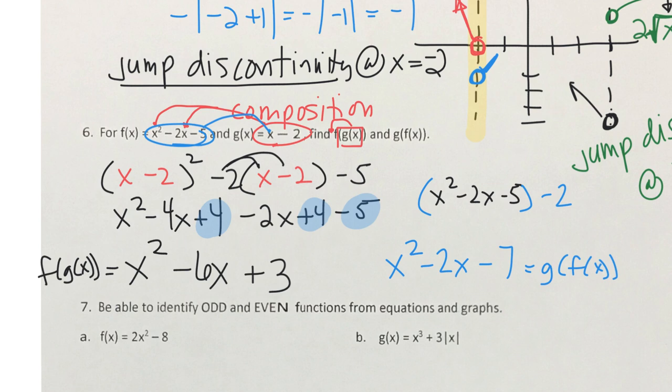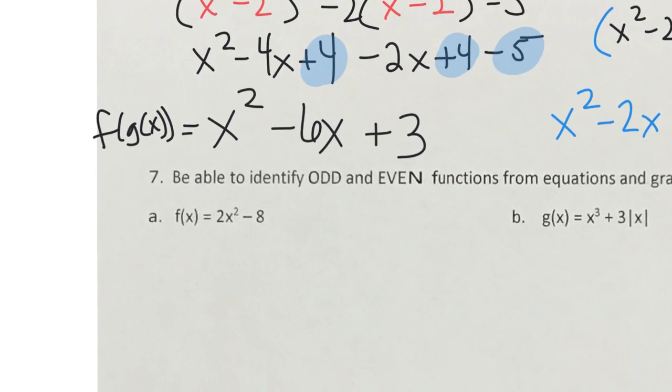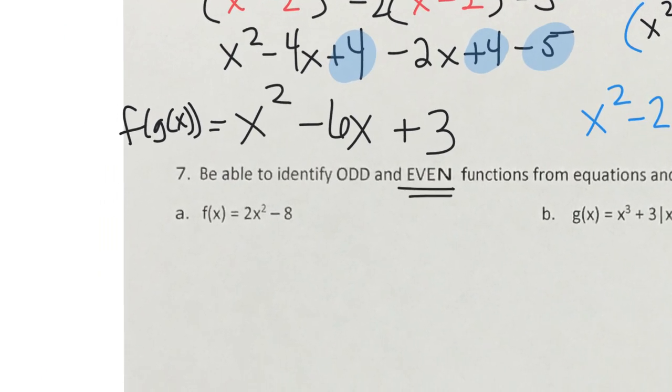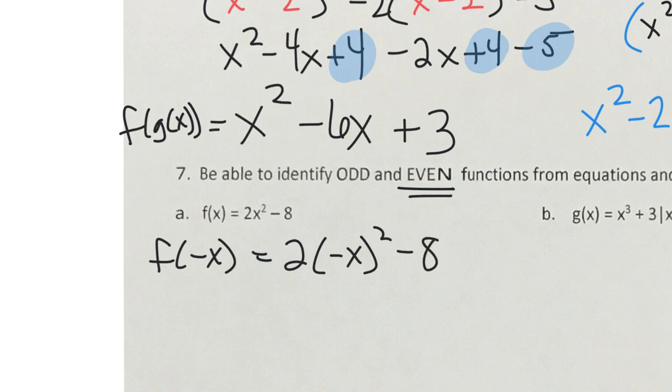So we want to be able to identify odd and even from equations and graphs. So here are your equations. What we want to do to see if we have an even, we always test for even first, is you plug in a negative x into your equation. Okay, this is our first test. Do we see if it's even? So you replace x with negative x, and you do all of your simplification.